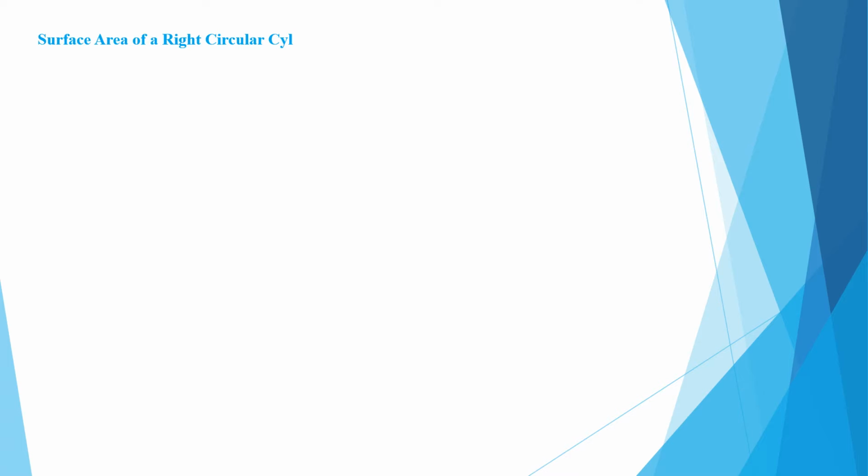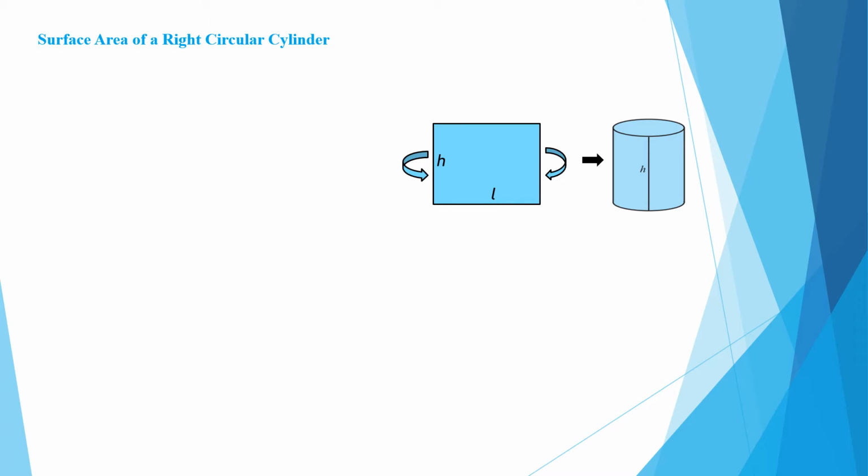Right circular cylinder. Today we are going to study the surface area of a right circular cylinder. In the previous class we studied the surface area of cube and cuboid. Today we will study the surface area of a right circular cylinder.